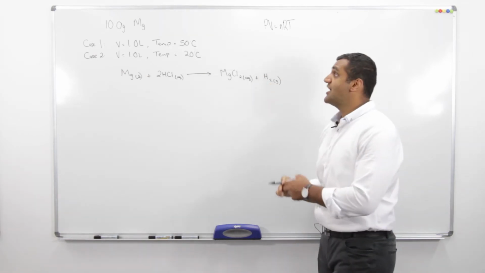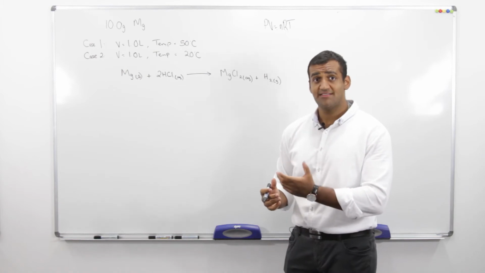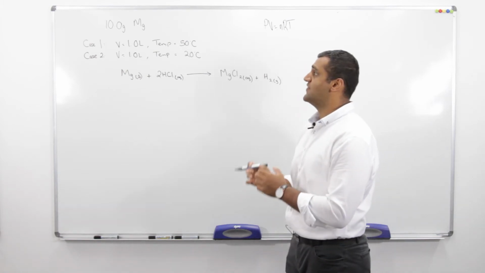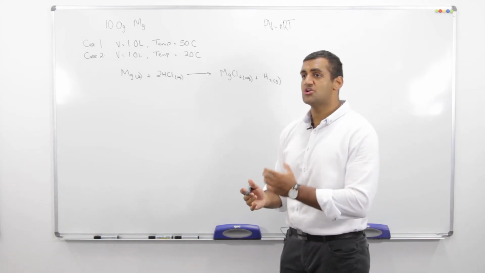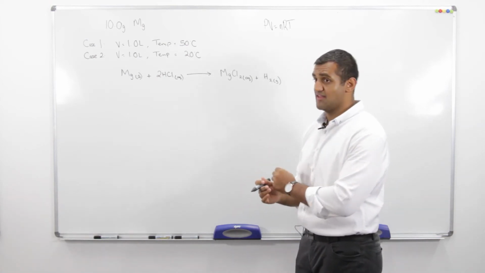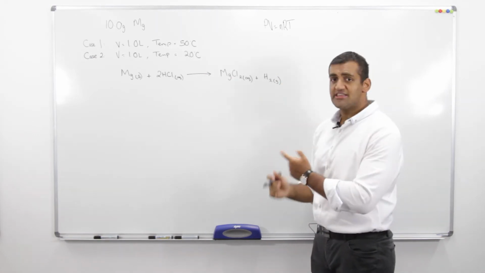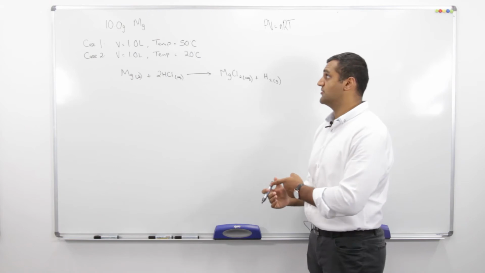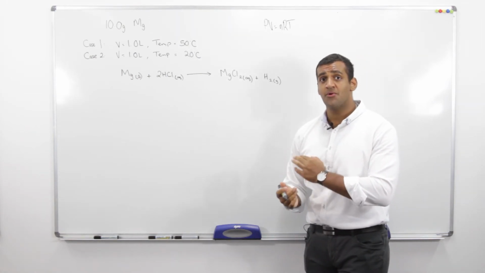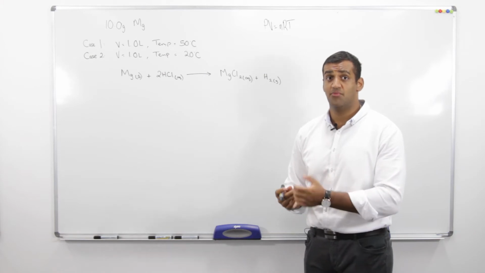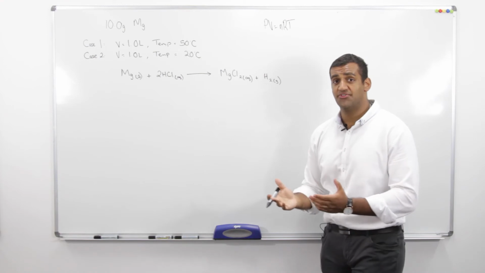Now, the question asks us to determine the pressure of hydrogen gas if it is known that the reaction occurs in a 1 liter reaction chamber and the temperature of the chamber is 50 degrees Celsius. So if we look at our ideal gas law, we want to calculate the pressure, we know the volume, we know the constant, and we know the temperature. So the only thing we're missing from this calculation is the number of moles of hydrogen gas. So how do you calculate the number of moles of hydrogen gas?